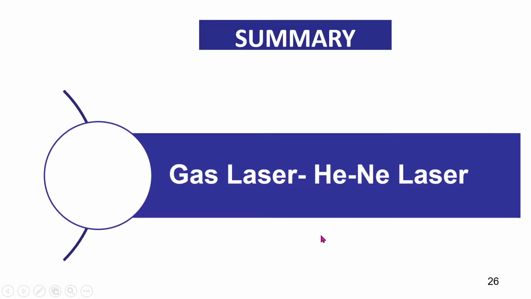Now friends, in this lecture I have discussed with you what we mean by the gas laser, and one type of gas laser is the helium neon laser. I told you in detail about its construction and its working with the help of the energy level diagram, then the advantages and disadvantages of the helium neon laser, and also its different applications. So friends, remember all the things related to the gas laser and the helium neon laser. Thank you.